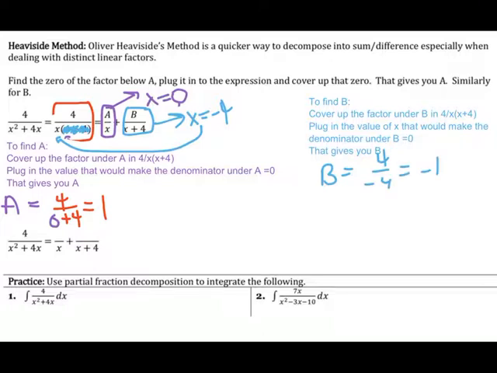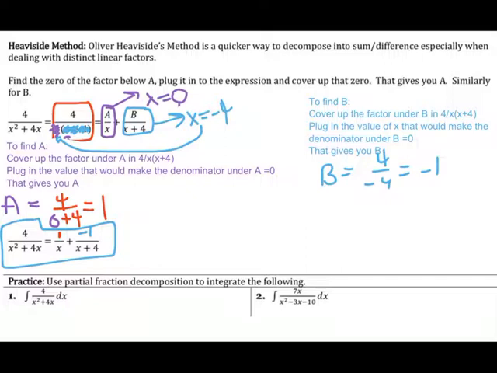Then we can take our a value and b value and rewrite this as 4 over x squared plus 4x is equal to 1 over x plus -1 over x plus 4, or you could change this to be a negative sign here. Either way, that's going to give you your factored expression.